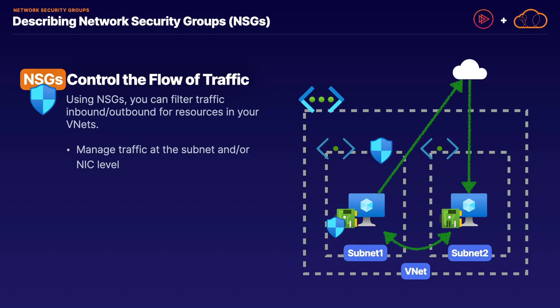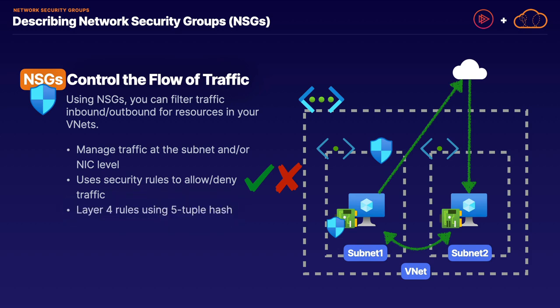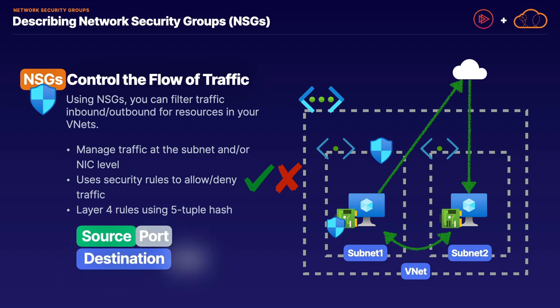Now, with our NSGs, it's important to remember that the component that is actually filtering the traffic are the security rules that we use to allow and deny traffic for our virtual networks. And what we're doing in these security rules is providing layer 4 rules using a 5-tuple hash. And what we mean by 5-tuple hash is the source IP, where the traffic is originating, and its source port, the destination IP of where the traffic is destined for and its port, as well as the protocol in use, such as HTTP, SSH, these TCP and UDP protocols.